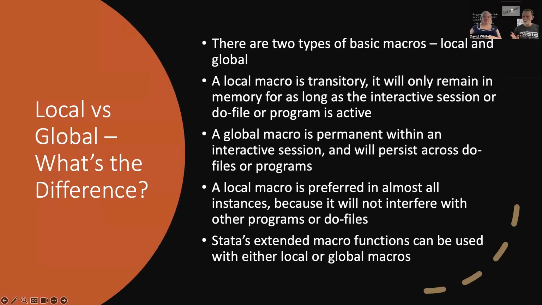Okay. There are 2 types of macros, aren't there? There's local and global. So what are the differences between those 2, Laura? So a local macro is transitory. That means it only remains in Stata's memory for as long as either the interactive session, the do file, or the program is active. So this is why they're mostly used in do files and programs, because you can create it, and once the do file has completed or the program has completed, that macro is then just wiped from memory. It's like, I don't need this anymore, and it goes away.